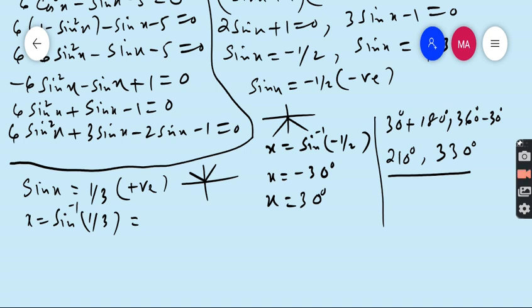Sin inverse 1 upon 3 is 19.5. So this is the value for the first quadrant, and in the first quadrant the value is less than 90. For the second quadrant, this value should be subtracted from 180. So the value of the angle is 160.5.